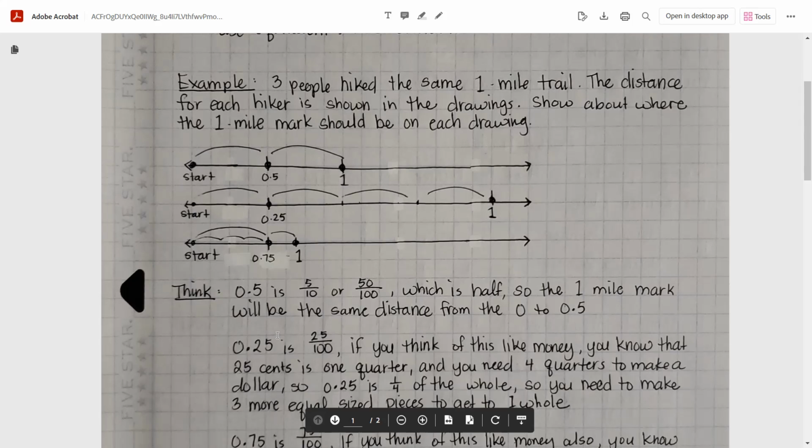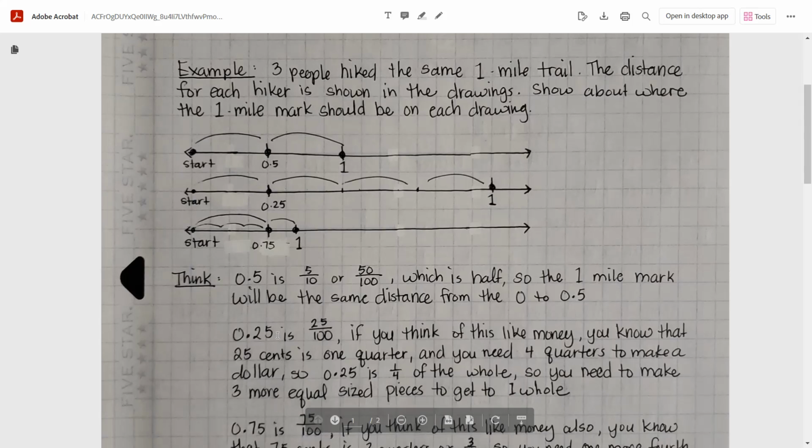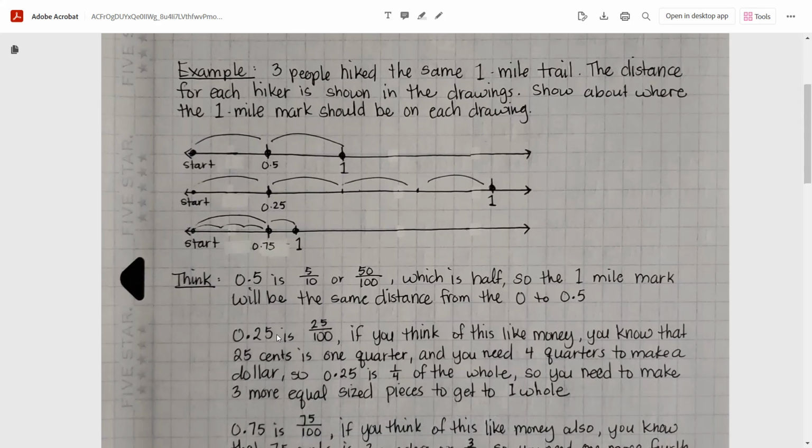So 0.25 or 25 hundredths. If you think of this like money, you know that 25 cents is 1 quarter, and you need 4 quarters to make $1. So 1 quarter is 1/4. So 0.25 is the same thing as 1/4 of the whole. So now we need to make 3 more equal sized pieces to make the 1 whole. So this size piece plus 3 more is going to give me 1 whole. So this is 1/4, 2/4, 3/4, and then 4/4 to get to the whole.